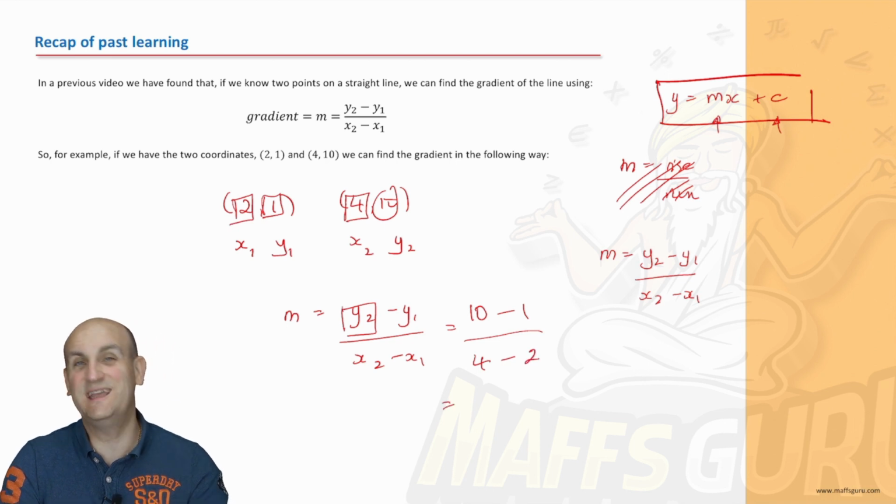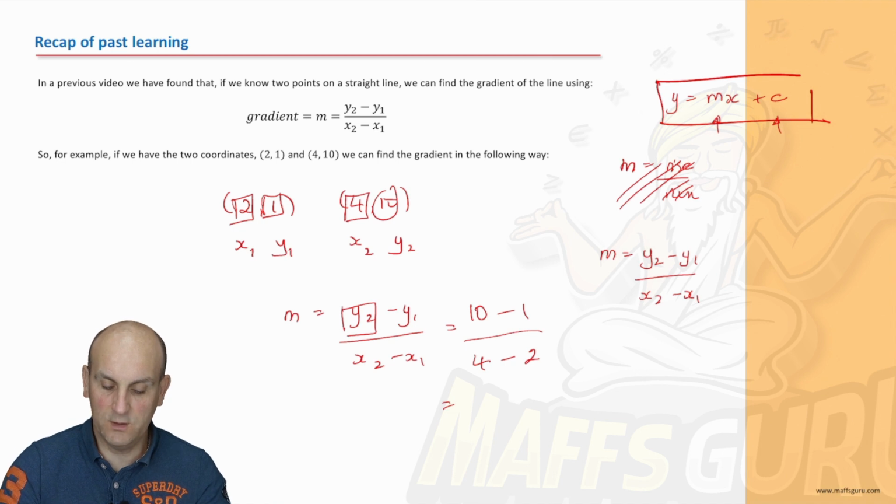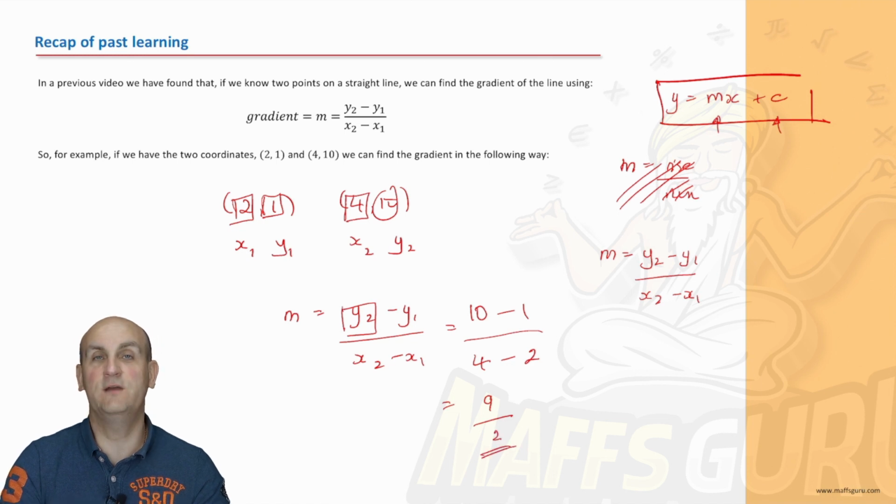Again, you can use your CAS calculator if you want, hopefully you don't need to. But 10 minus 1 is 9, and 4 minus 2 is 2. And basically, we would leave our gradient like that: 9 on 2.